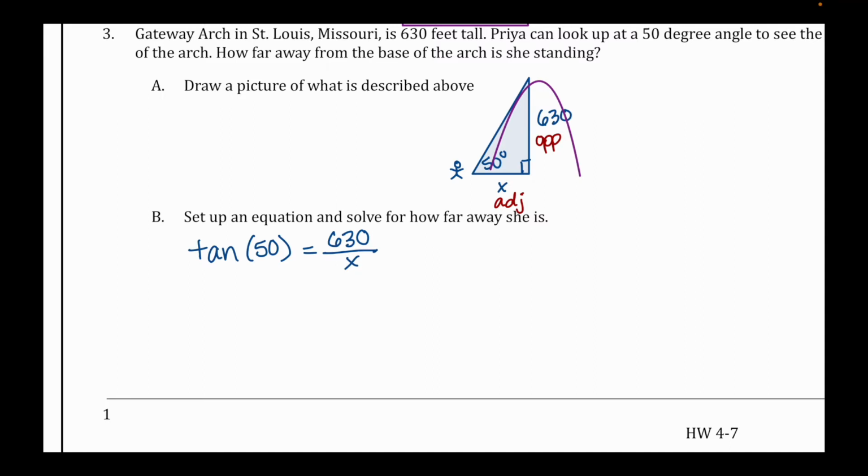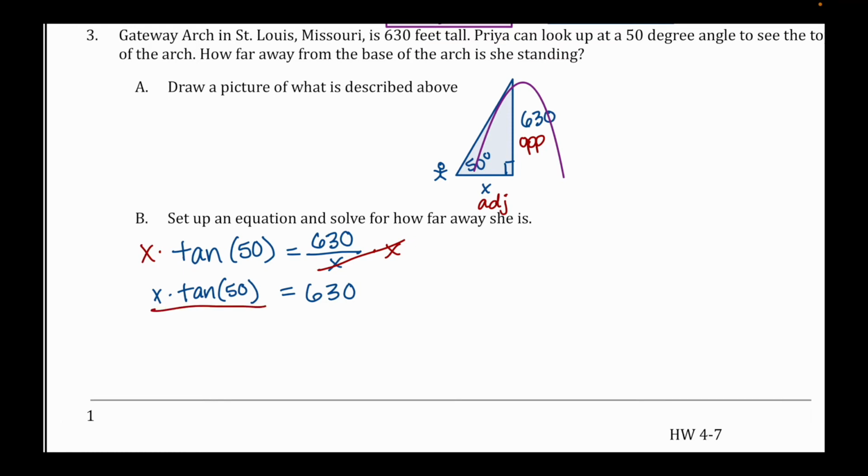We are going to find here that, just like I mentioned in an earlier question, we have our variable in the denominator, so it's going to end up where essentially the tangent of 50 and the x are going to trade places. But I'm still going to show the work for it. And I do have room, so I don't have to do both steps at once. So the x times tangent of 50 is equal to 630. And then we're going to divide both sides by tangent 50.